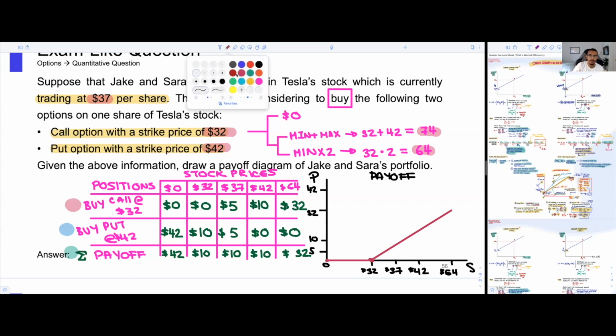So now we can look at our purchase of a put option. What's really interesting is that if the stock is trading at $0, you actually have a $42 payoff. But if the stock is trading at $32, you get a payoff of $10. So you could write this like this. And if it's 37 bucks, you have a payoff of $5. And if it's at $42, your payoff is $0, and so on and so forth. Okay, so we could draw it up as being something like this. Although not the cutest thing ever, you get the idea.